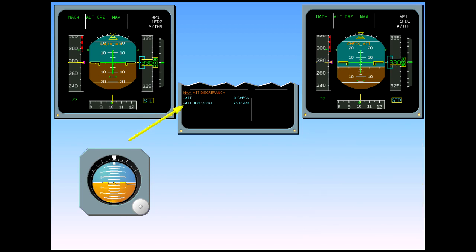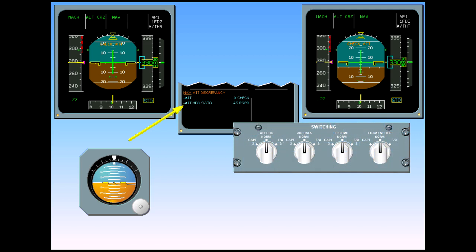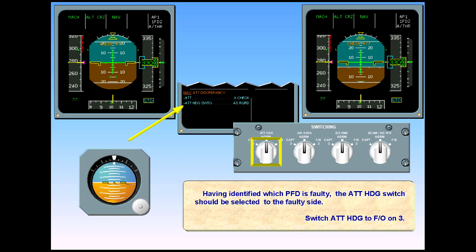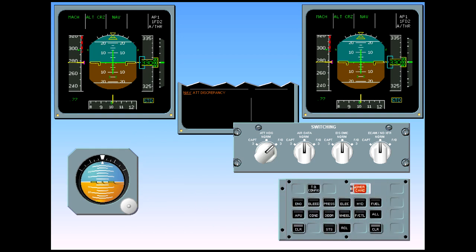Having identified which PFD is faulty, the attitude heading switch should be selected to the faulty side. Switch attitude heading to First Officer on 3. IR3 is now supplying the First Officer side, and aircraft attitude on his PFD is back to normal. Check attitude indications have disappeared, as has the ECAM attitude discrepancy.